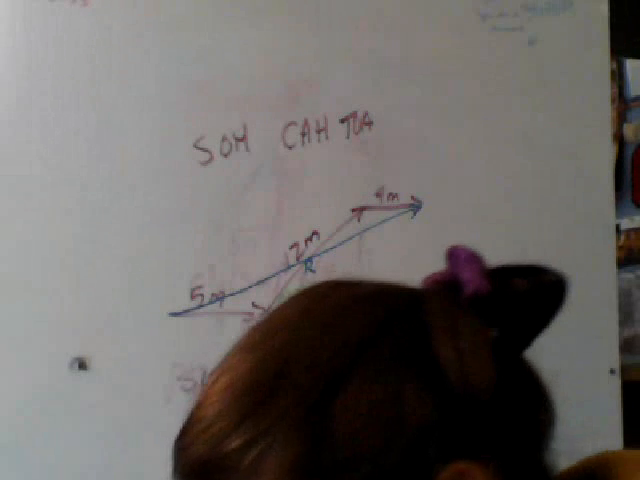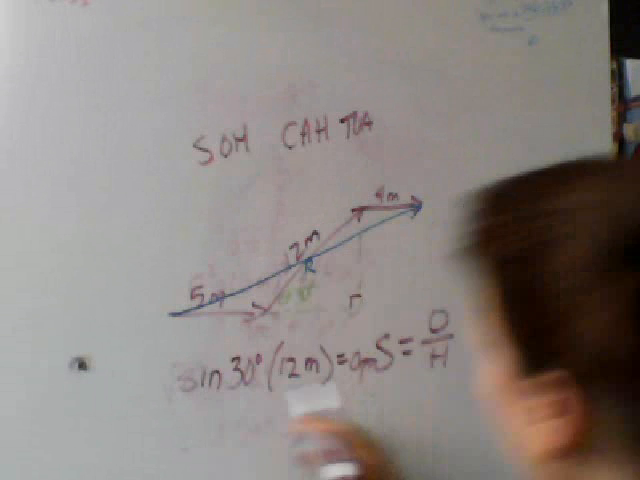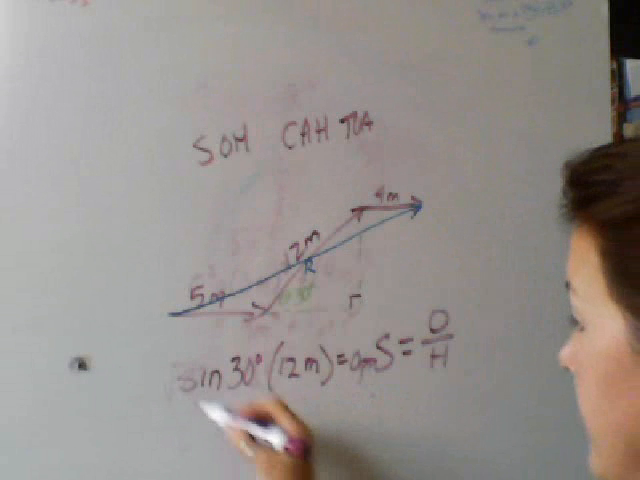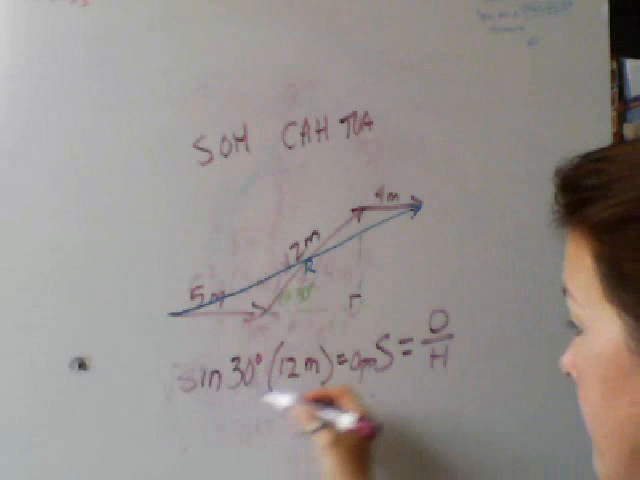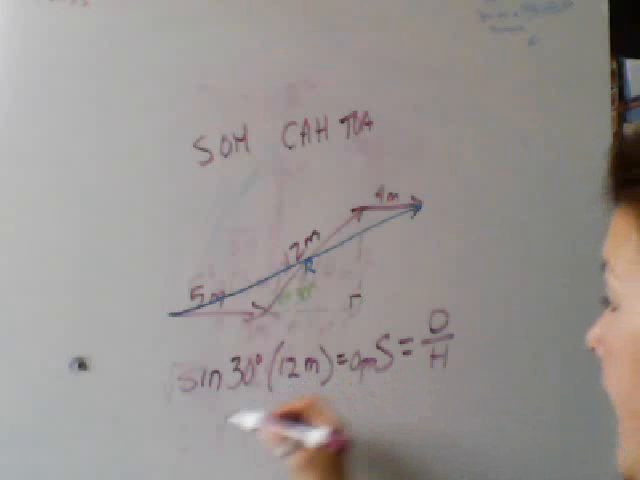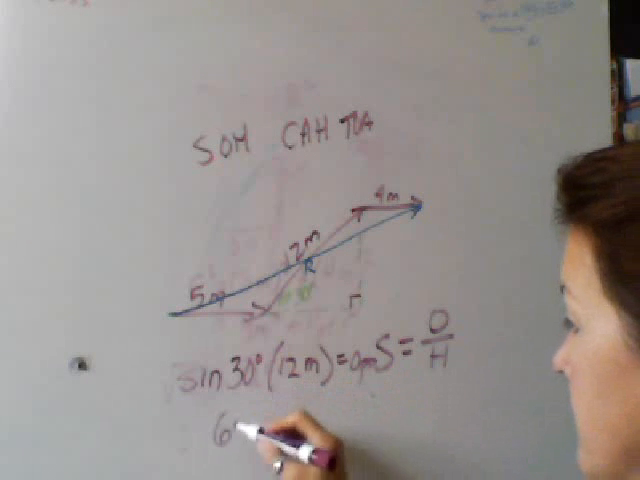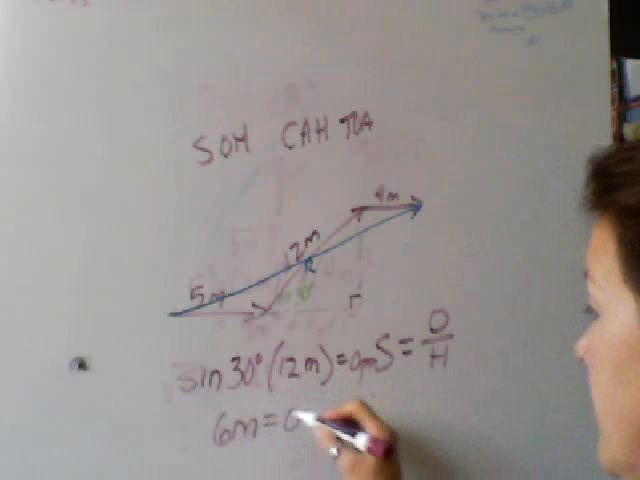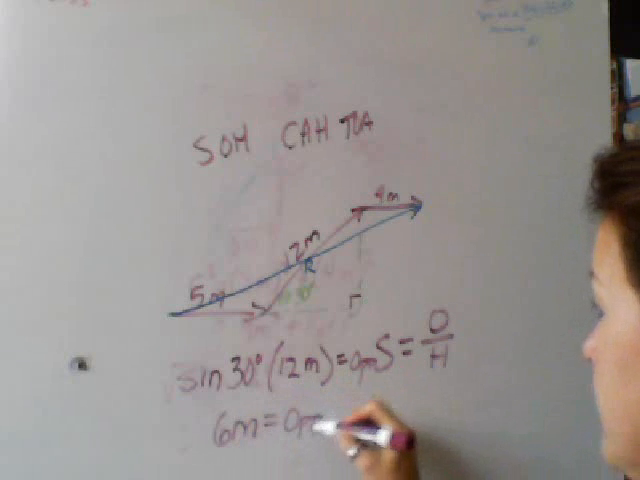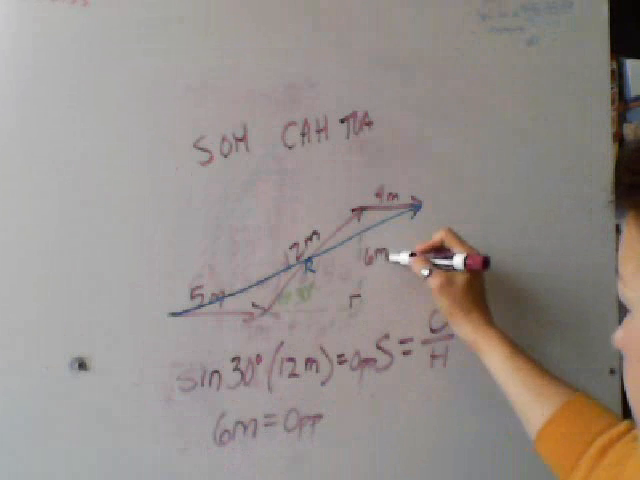So when we put that in our calculator, we find out that the sine of 30 is 0.5, and 0.5 times 12 is going to give us 6 meters is our opposite side. So we can fill that in here.